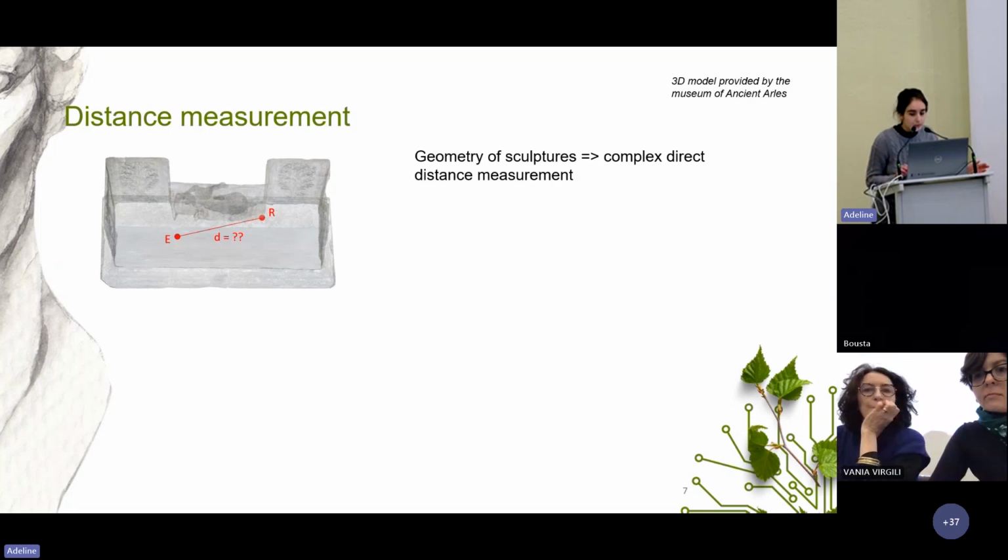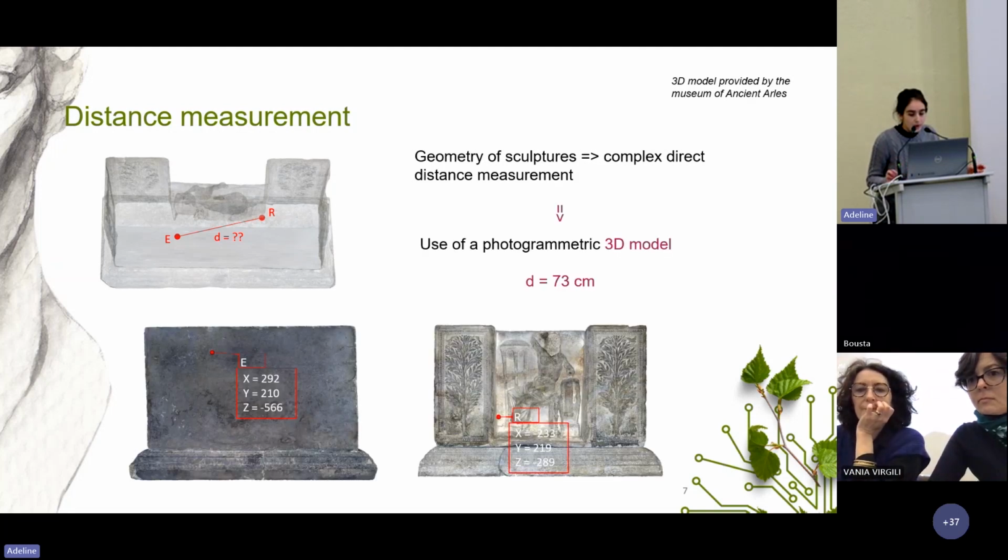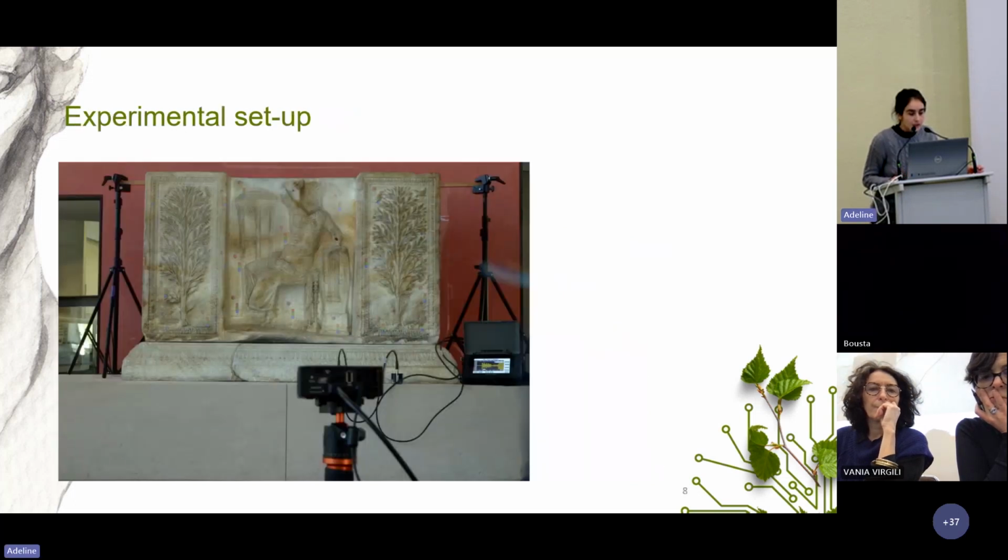To remedy this problem, we use a photogrammetric 3D model provided by the museum, on which we place each emitter and each receiver. And on these models, they are directly associated with their 3D coordinates. Therefore, it is easy to calculate distances when we have those coordinates. The experimental setup was the following.